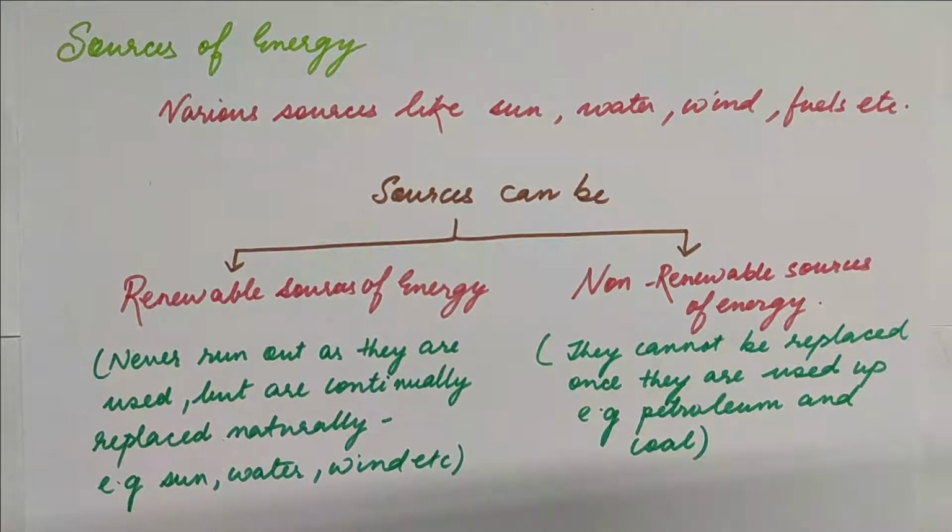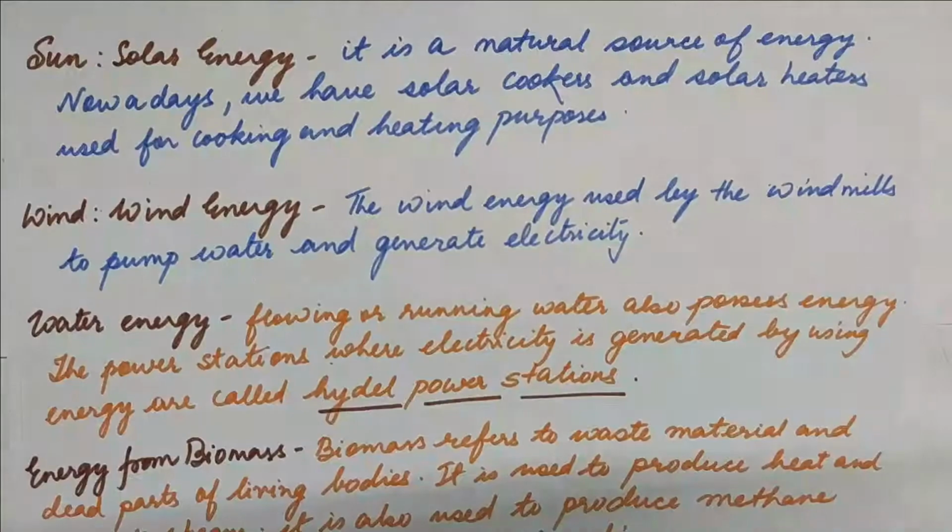But there are some energy which cannot be used over and over again, as they will be finished over a period of time. They cannot be replaced, like the petroleum and coal. And you know that petroleum, coal, they take millions of years to be produced. So if you are not very sensible while using them and you finish it soon, then the future generations may not be able to use the petrol and coal for their purposes.